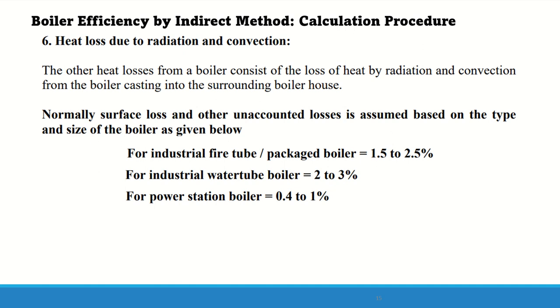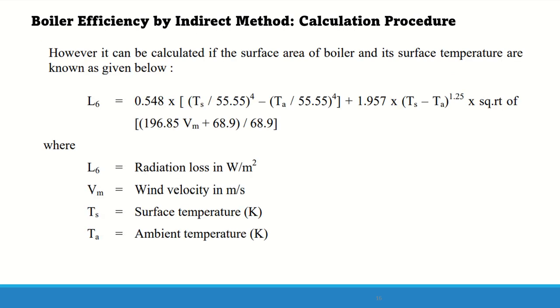Or otherwise we can calculate it with the following formula. Through that formula also we can calculate the radiation loss. But the formula itself is difficult. L6 = 0.548 × [(TS/55.55)^4 − (TA/55.55)^4] + 1.957 × (TS − TA)^1.25 × √[(196.85 Vm + 68.9)/68.9]. Here L6 is radiation loss, Vm is wind velocity, TS is surface temperature and TA is ambient temperature.